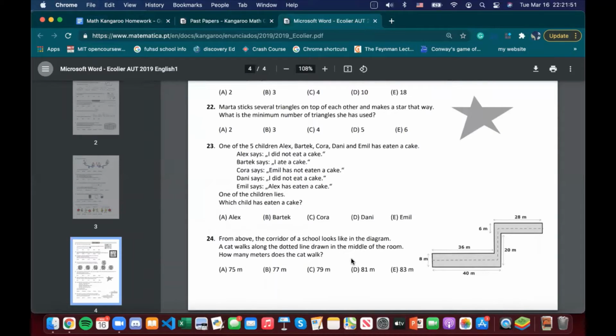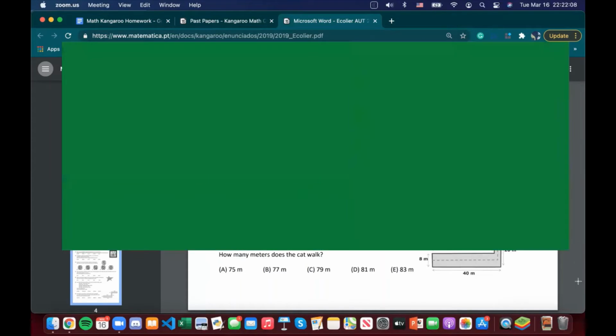Number 24. From above, the corridor of a school looks like in the diagram. A cat walks along the dotted line drawn in the middle of the room. How many meters does the cat walk? Okay, so we have this sort of diagram, and let's just draw it larger. Cover the whole place, and then we have, so everything in white. We have something like this.